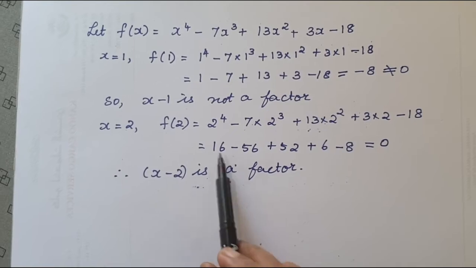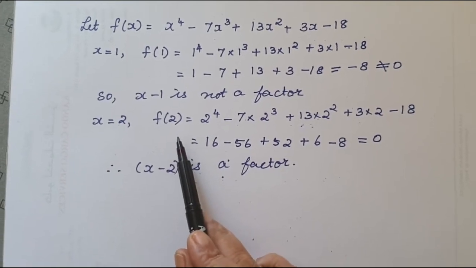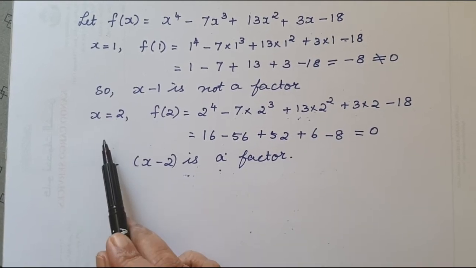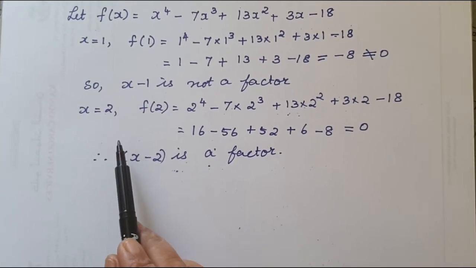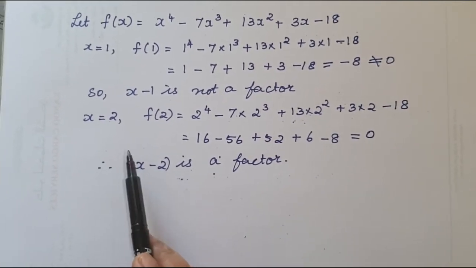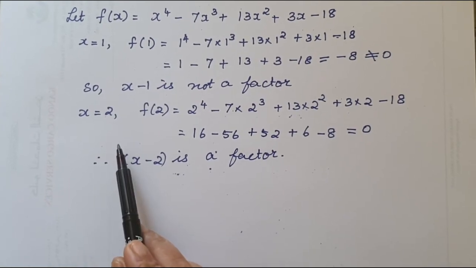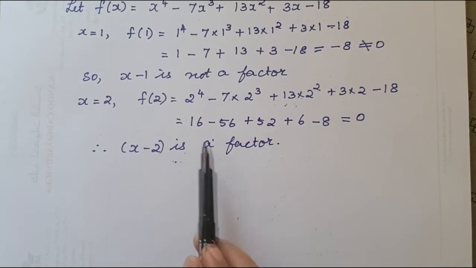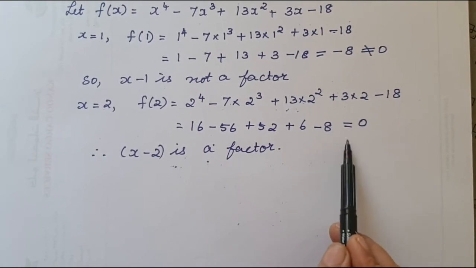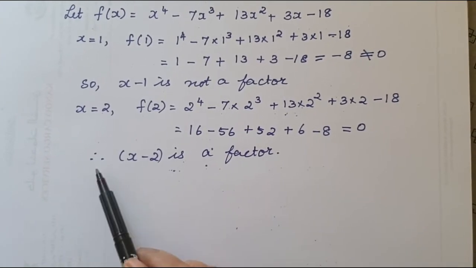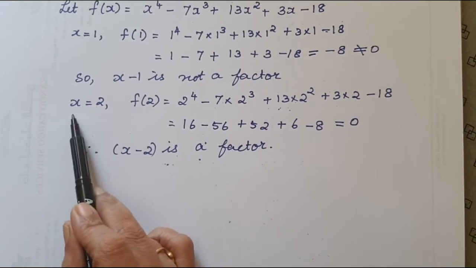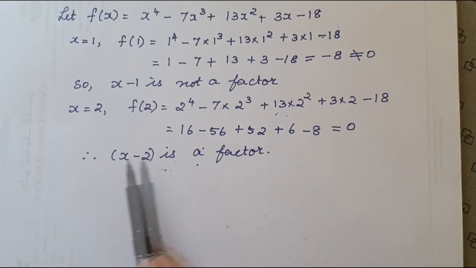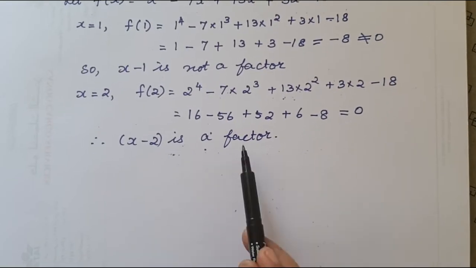But instead, when we substitute x equal to 2, if we are not getting a value of 0, again we go for x equal to 3. In case that also doesn't come as 0, then we go for negative 1, then negative 2, then negative 3. We just go on until we get our value as 0. Then only we get it as a factor. But in this case, x equal to 2 gives us 0, that is, f of 2 gives us 0. So x minus 2 is a factor.